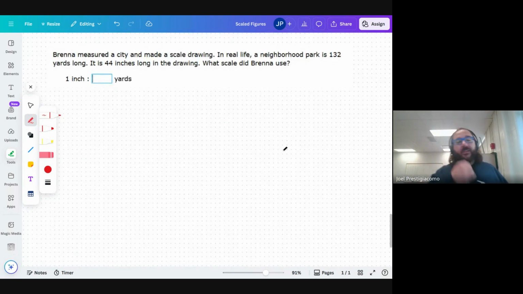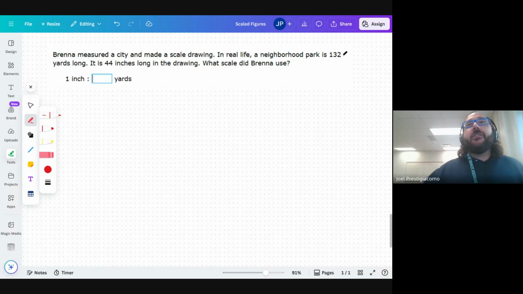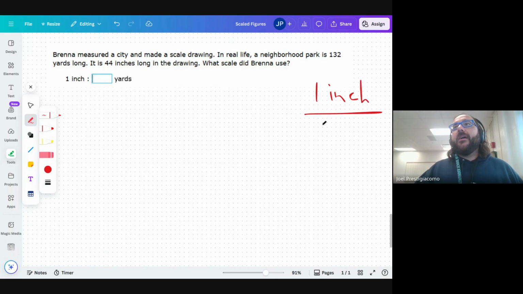Okay, so how do we deal with this if we have word problems? So there's going to be some word problems here. Brenna measured a city and made a scale drawing. In real life, the neighborhood is 132 yards long. It is 44 inches long in the drawing. What scale did Brenna use? So how does this work? She's asking, okay, if 1 inch compares to how many yards?